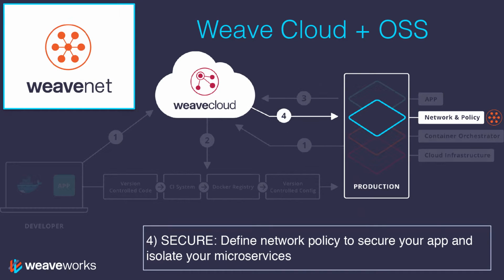And finally, we have this thing called WeaveNet, which, if you notice, was in there all along, hiding in there as a component of the production stack, which is a networking component for connecting containers together. And so using that and Weave Cloud, you can then add security to your app.